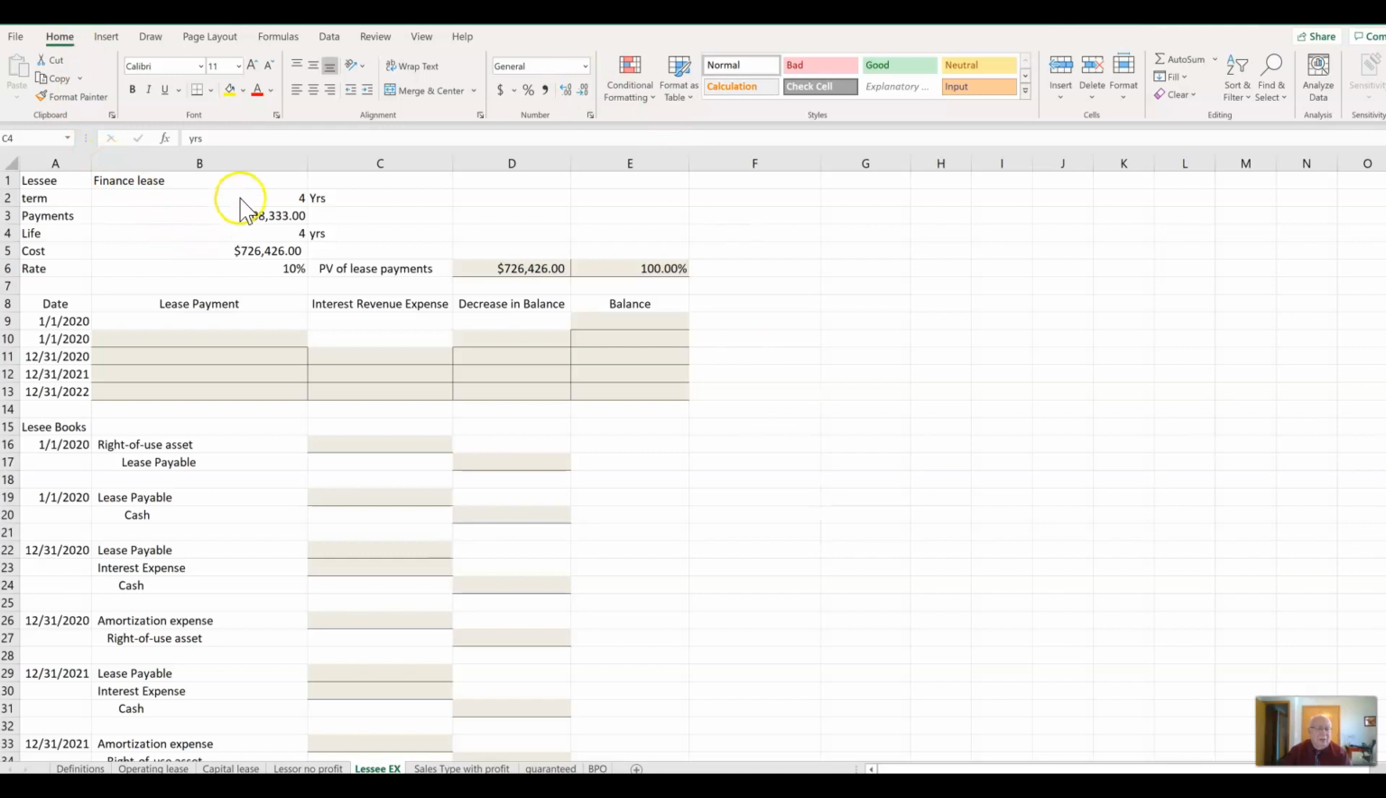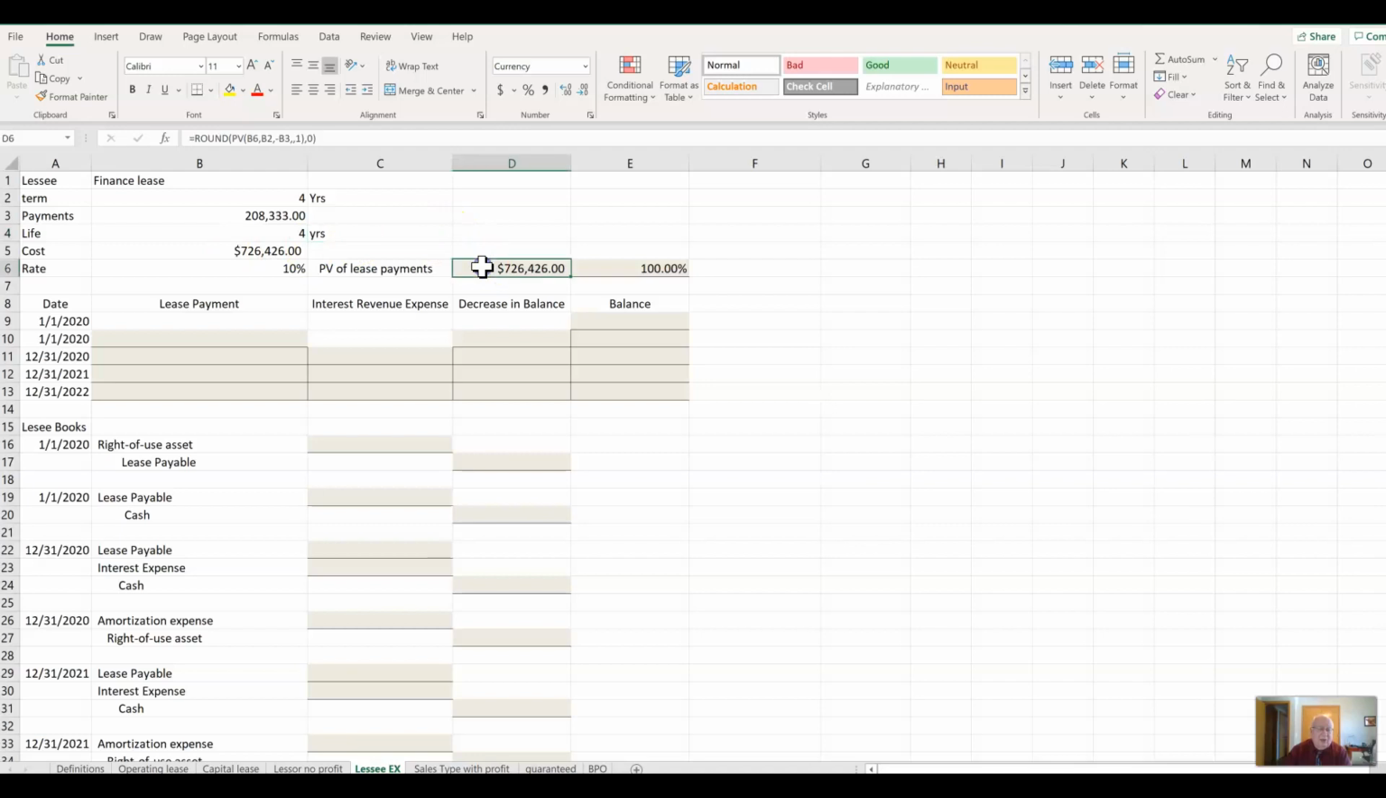So what we have on this is a 4-year lease, four-year term. Life of the asset 4 years. The payments will be $208,333, because a lot of times those will be given to us, and the cost of the asset is $726,426. So it's very similar to the operating lease that we just covered.